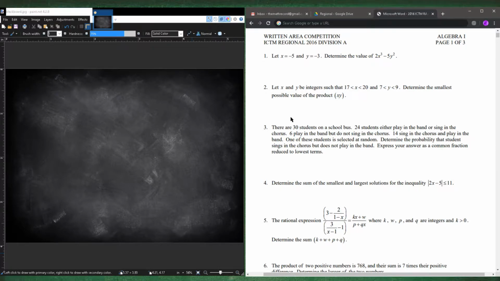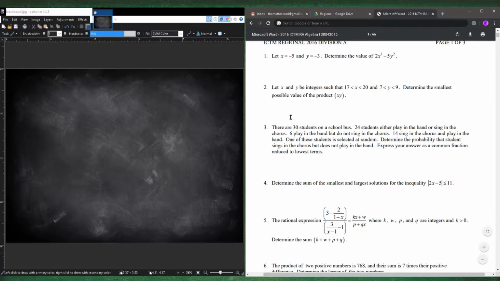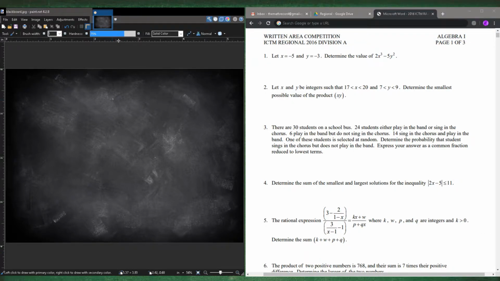Okay, number 2. Let x, y be integers such that 17 is less than x is less than 20, and y is between 7 and 9. Determine the smallest possible value of the product xy. Since x and y are both positive, the smallest product has to be the lowest numbers multiplied together. So the lowest x is 18, and the lowest y is 8. So 18 times 8, that's 144, right? So the answer for number 2 is 144.